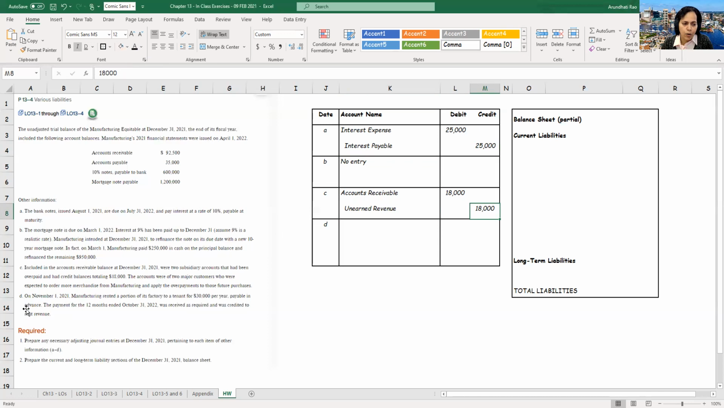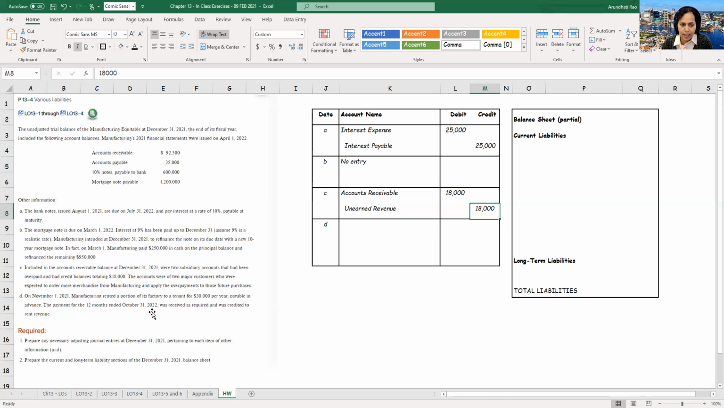And finally, in D, we are told that on November 1st, 2021, manufacturing rented a portion of its factory to a tenant for $30,000 per year, payable in advance. So the customer paid the entire $30,000. What should the journal entry have been? Cash debit, unearned rent revenue credit, 30,000. The payment for the 12 months ended October 31st, 2022.